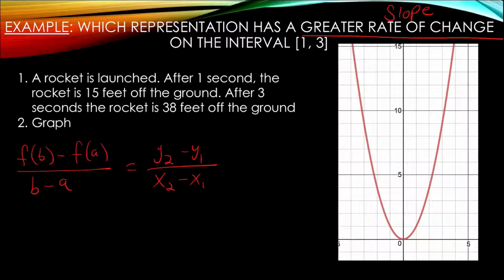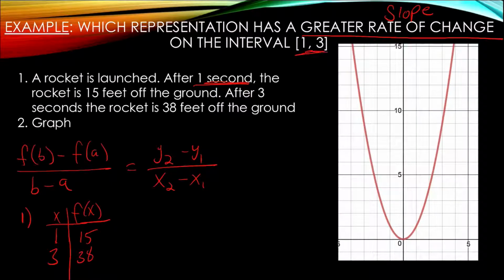Alright. A rocket is launched after 1 second. The rocket is 15 feet off the ground. After 3 seconds, the rocket is 38 feet off the ground, or the graph. So which one has the greater rate of change or slope? So for number 1 here, we need some information. At 1 second, the rocket is 15 feet above the ground, and at 3 seconds, the rocket is 38 feet.